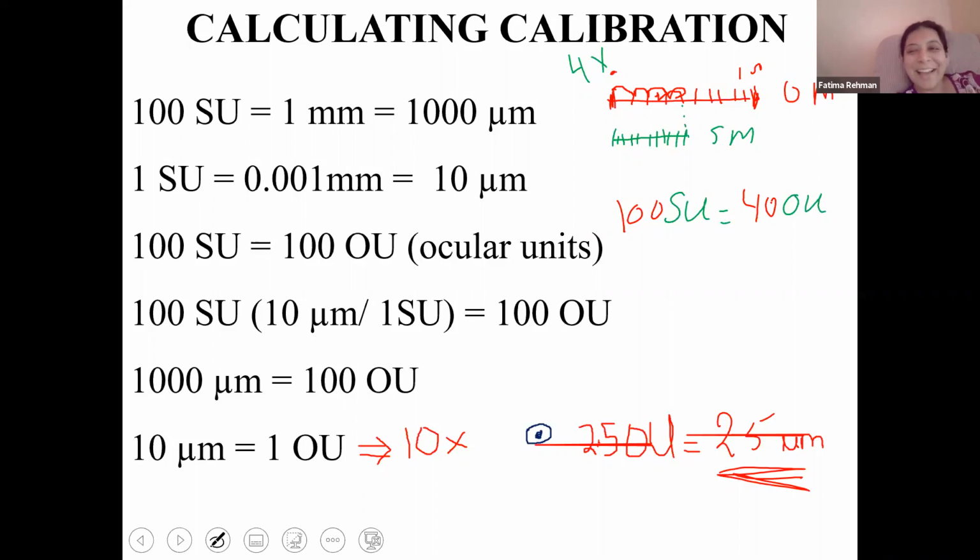That's okay. So go ahead and work out the math exactly the same way. You're going to convert the stage units to micrometer using the same conversion factor. And then you are going to solve it out for 1 ocular unit. So your final answer is going to be in micrometer per 1 ocular unit. What would it be?